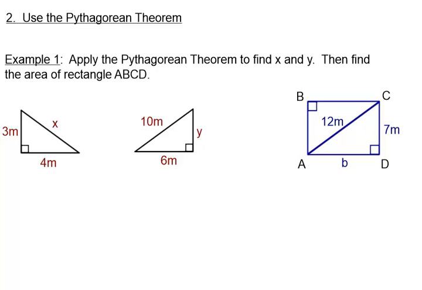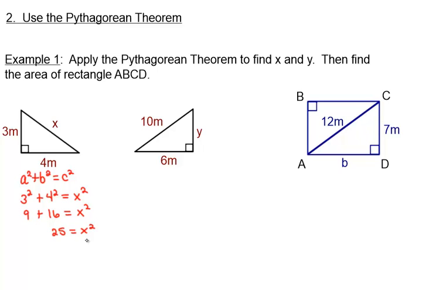Alright, example 1. Apply the Pythagorean theorem to find x and y, and then we're going to find the area of the rectangle ABCD. When you do these problems, I want you to write down the Pythagorean theorem every time so that you remember it. We know that a squared plus b squared equals c squared. So we're going to say a is 3, and then b is 4. And we don't know c squared, so you can leave it c squared, or you can replace it with x, that's fine. So this is 9 plus 16 equals x squared. Well, 9 plus 16 is 25.